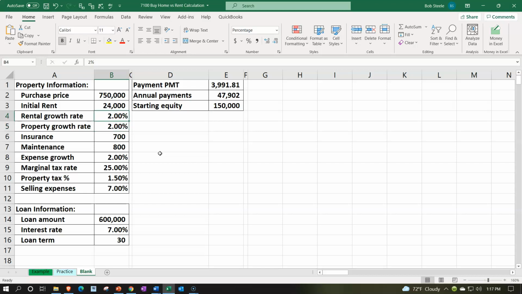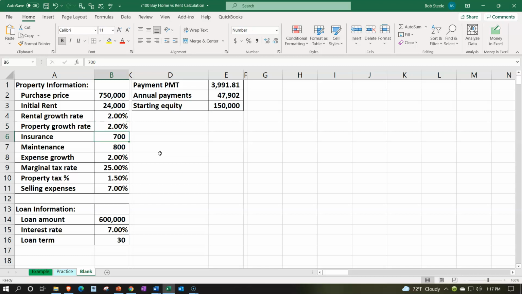You would expect generally the rent to go up due to inflation, and rent generally goes up. It doesn't often go down. But the property value is probably expected to go up in the same way due to inflation, but there could be other factors that kind of vary the growth rate of the property.